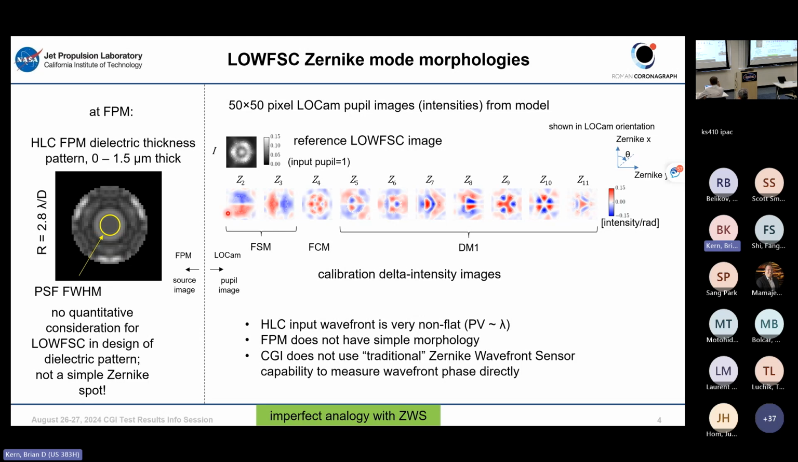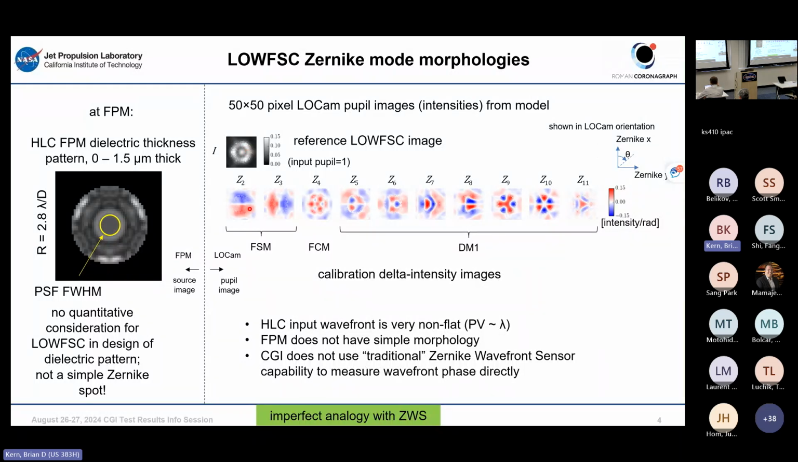We're looking, so this is, I want to be careful. This is at the focal plane. So there's a PSF, an image of a point source, and it lands in one place. This is a pupil image. This is an image of the pupil along with the diffraction pattern that happened because we reflected off the focal plane mask. So low cam looks at pupil images.